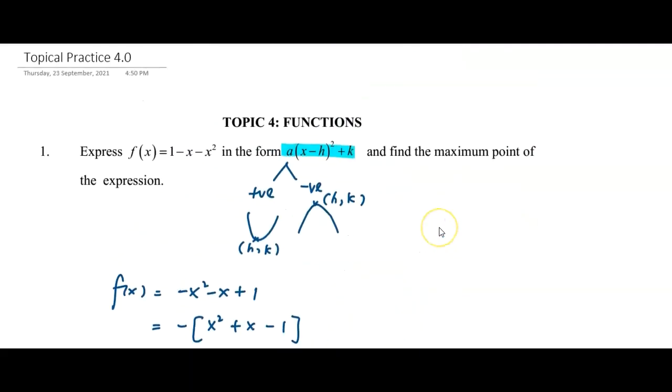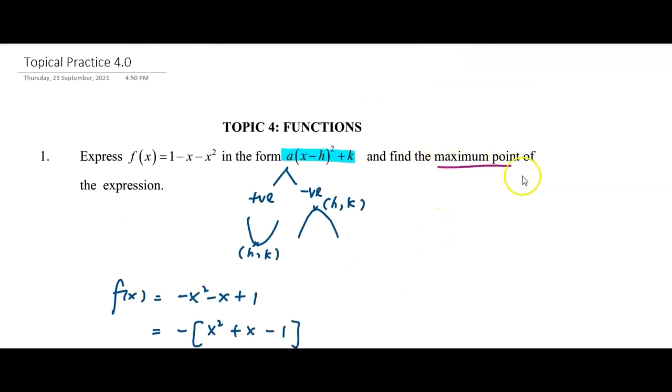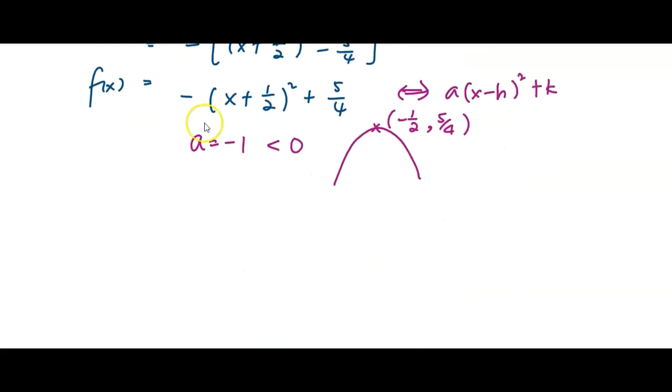So we need to answer the question, find the maximum point of the expression. We just need to write down that the maximum point is negative 1 over 2, 5 over 4.